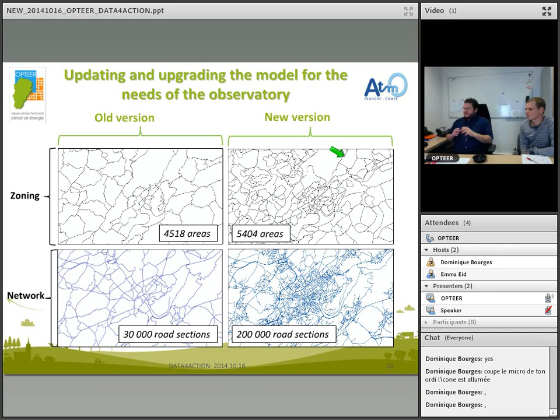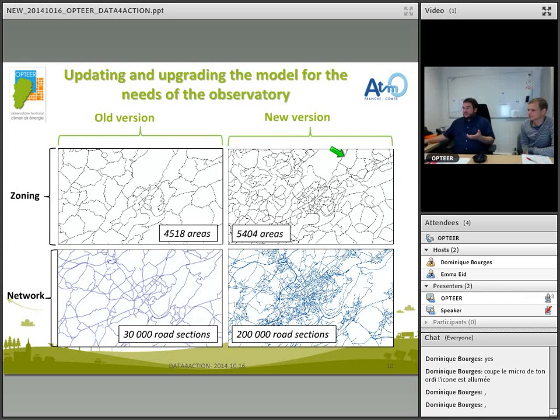In the new version, we did a completely new zoning. We completely re-evaluated the way the zones were built, because of course in 10 years a lot of things have evolved, and also we probably have much more data than we had when the model was first built.